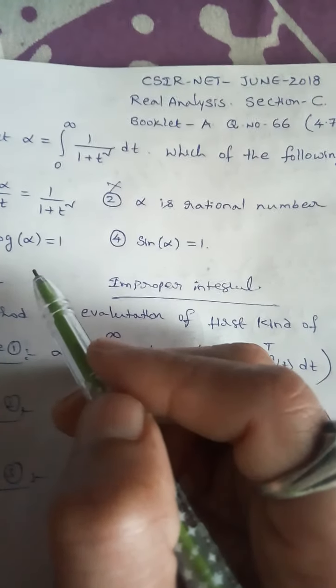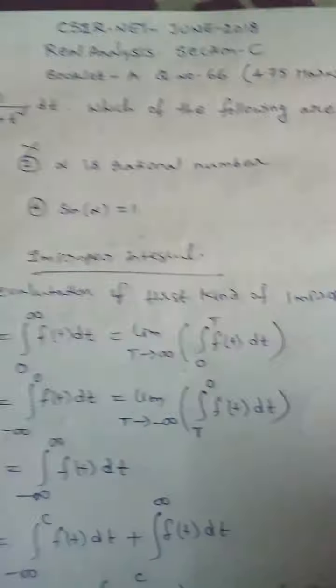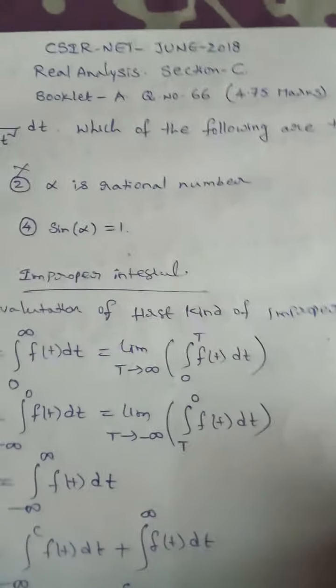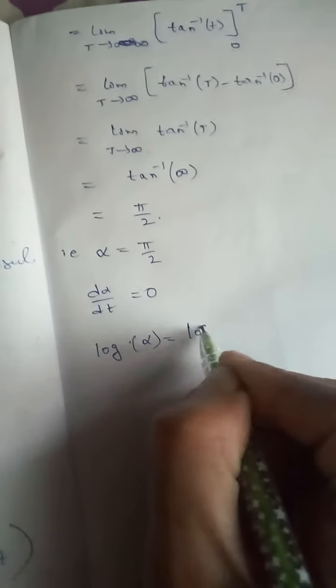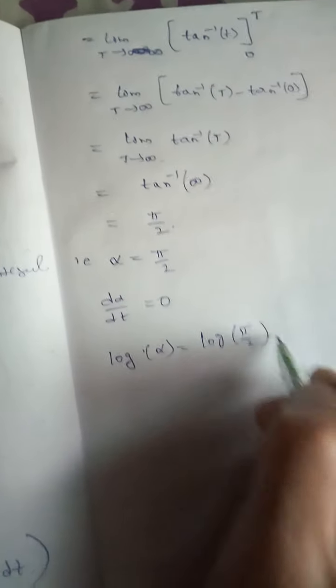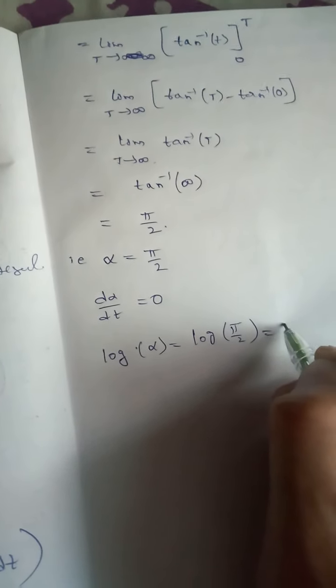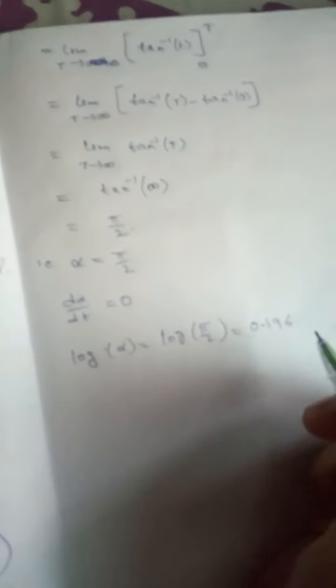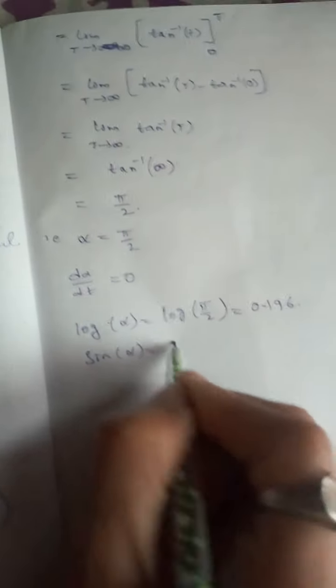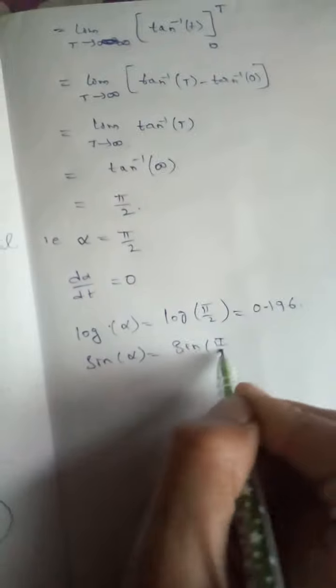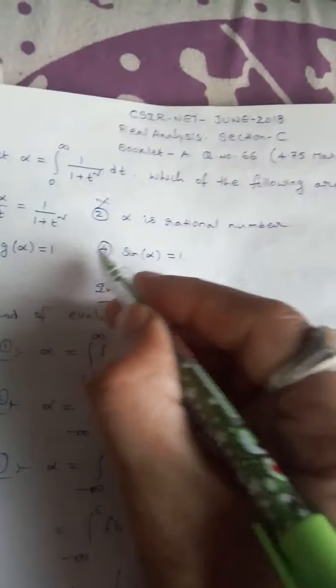And the third option is log of alpha equal to 1. Here alpha is equal to pi by 2, so log of alpha is log of pi by 2, whose value is 0.196. So option number 3 is also wrong. And the fourth one is sine of alpha equal to sine of pi by 2, which is equal to 1. So only option number 4 is correct.